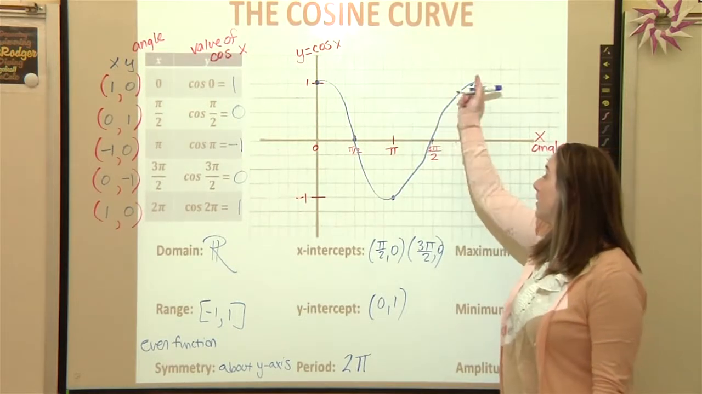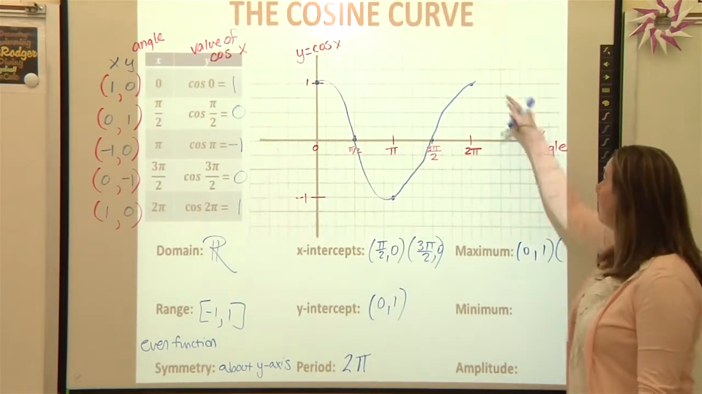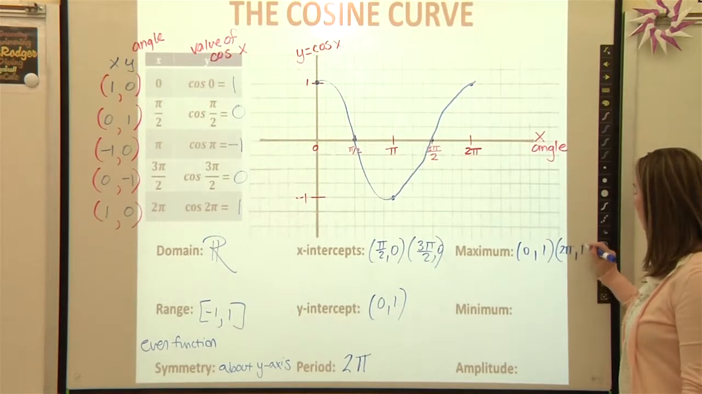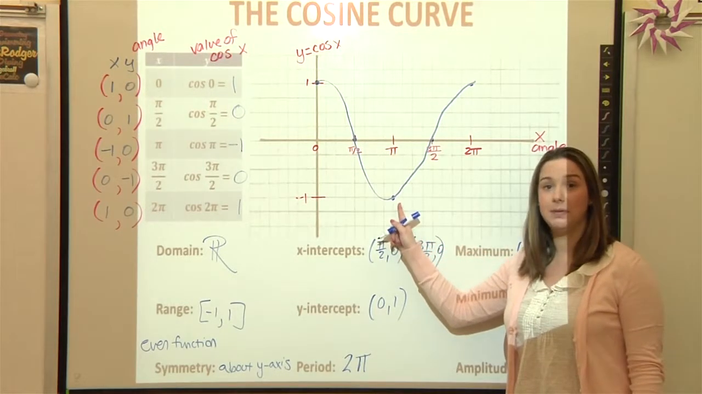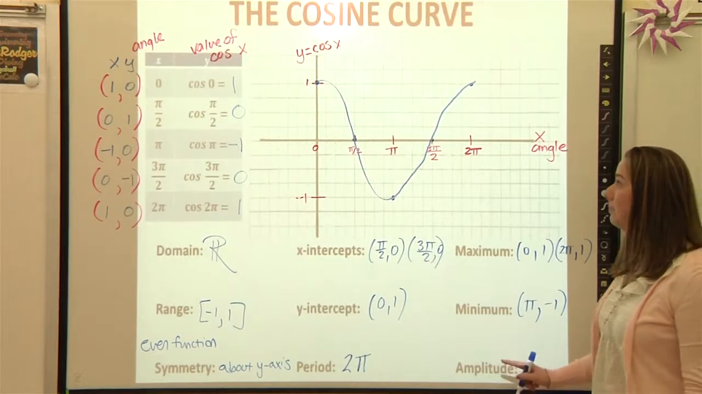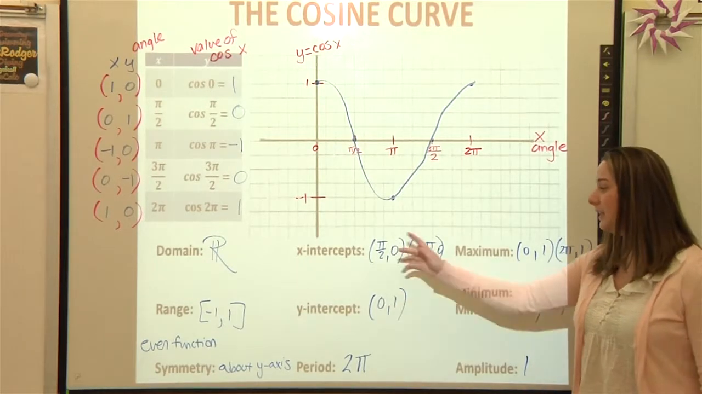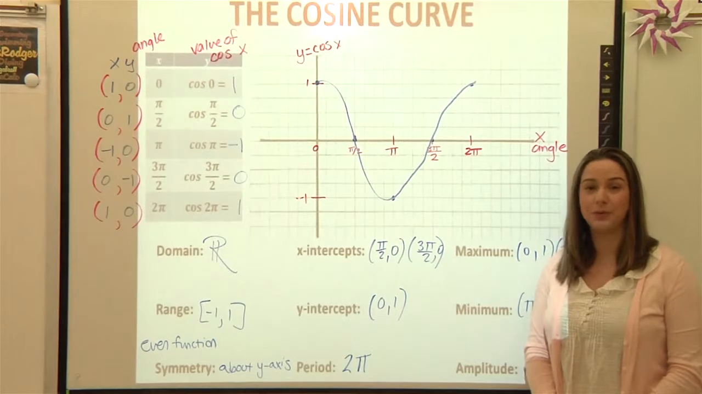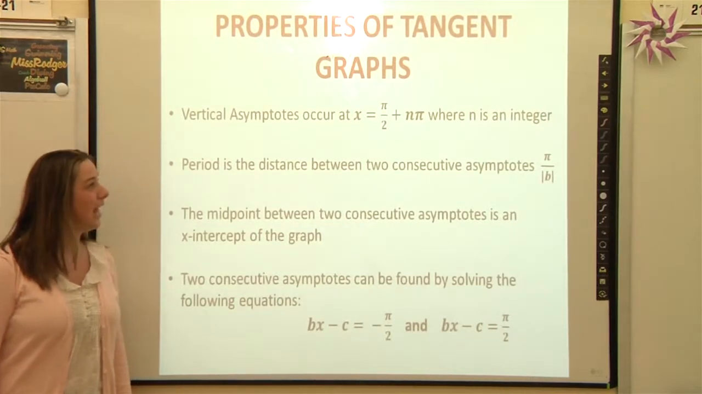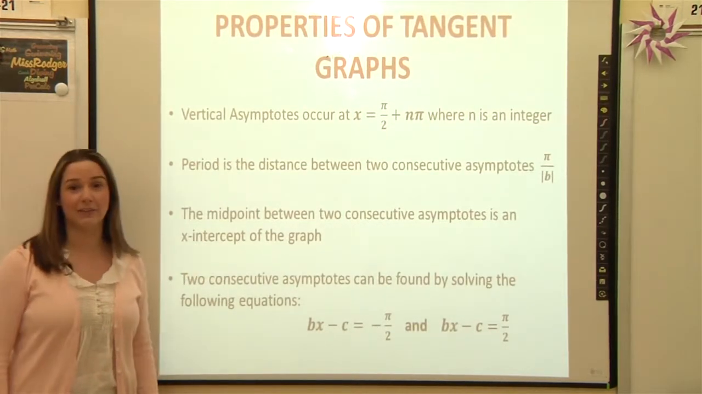Our maximum point, where is our maximum points on the graph? We have a maximum here, and we have a maximum here. Our minimum is going to be this point. And our amplitude is again going to be 1. These are the key features in the graph of cosine, y equals cosine of x. Let's look at some properties of our tangent graph. We're going to have vertical asymptotes at x equals pi over 2 plus n pi, where n is an integer. These vertical asymptotes are going to have to be graphed.